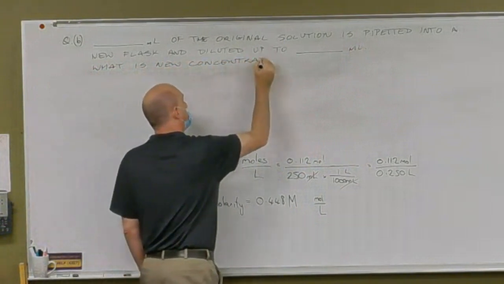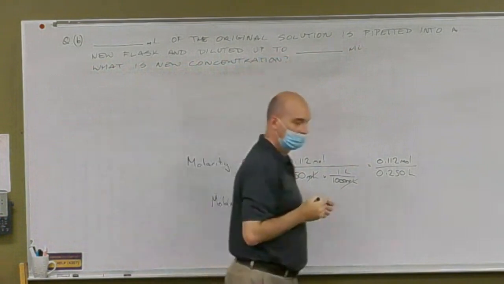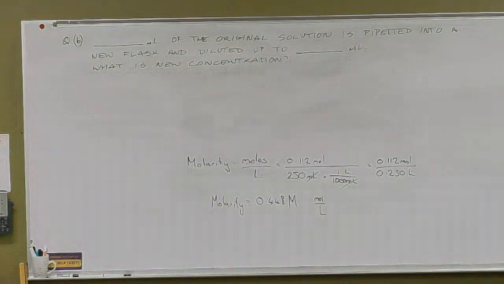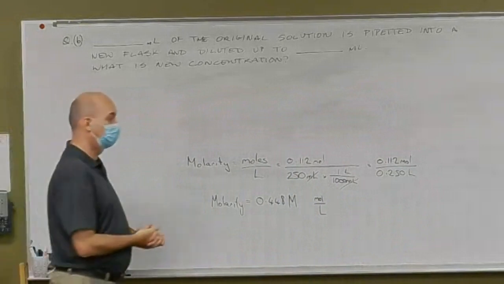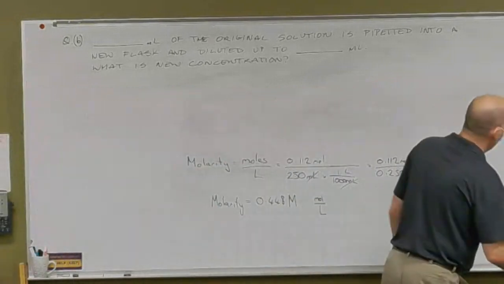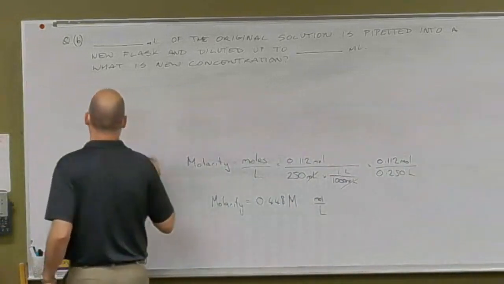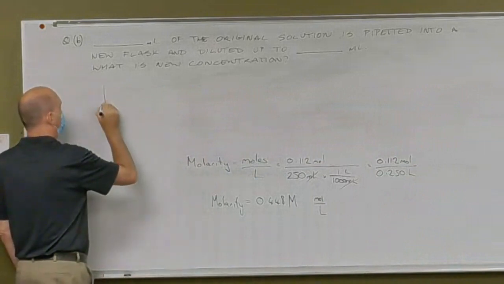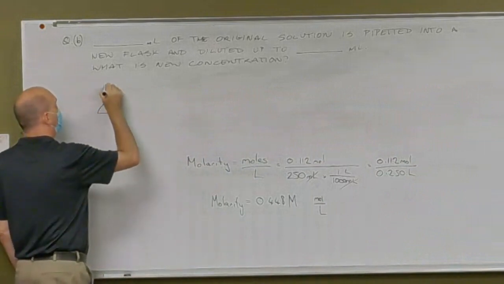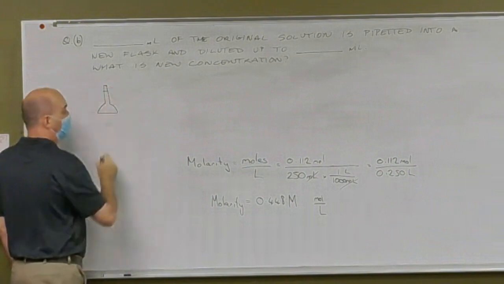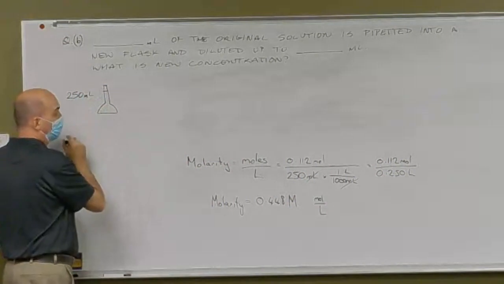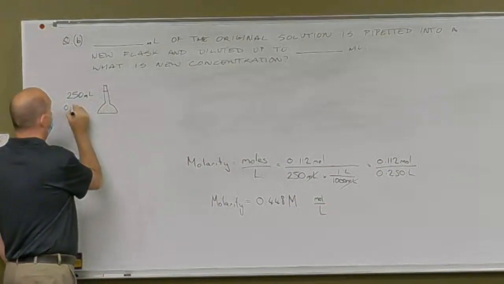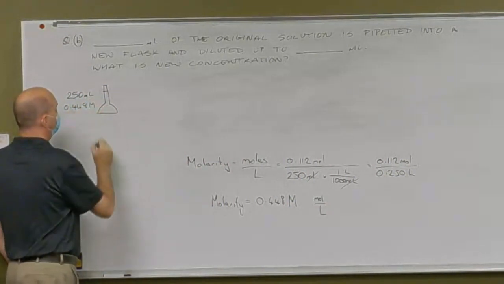We're going to do a dilution. Going to take some volume out of my original solution, put it in a new flask, and then top that flask up, okay? So here we go. My original solution was 250 milliliters, and it was 0.448 moles per liter.